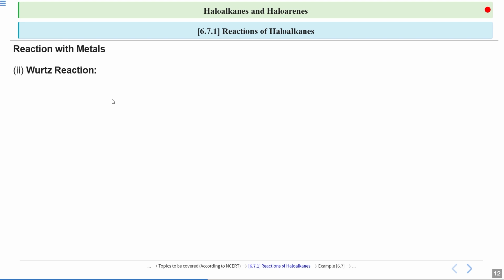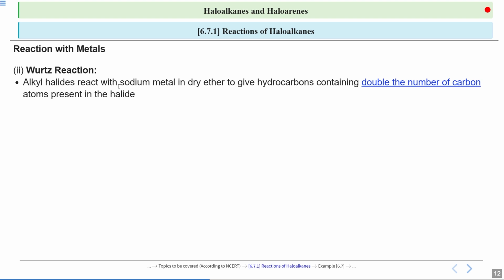Second reaction is the Wurtz reaction. So what is the Wurtz reaction? Alkyl halides react with sodium metal, that is Na, in dry ether to give hydrocarbons containing double the number of carbon atoms present in the reactant, or you can say the halide. So in the Wurtz reaction, basically we get alkanes as the product, where the carbon number is double the carbon number present in the reactant.